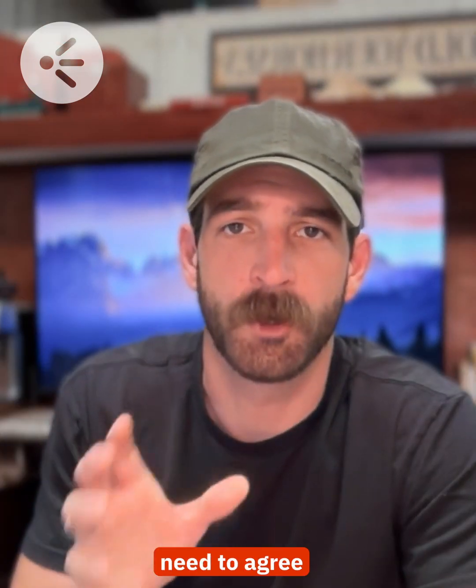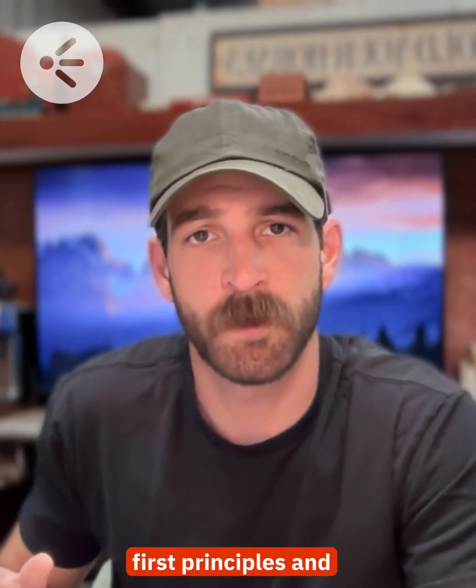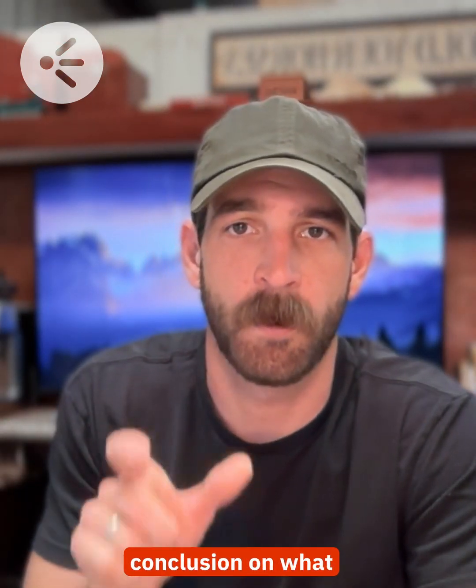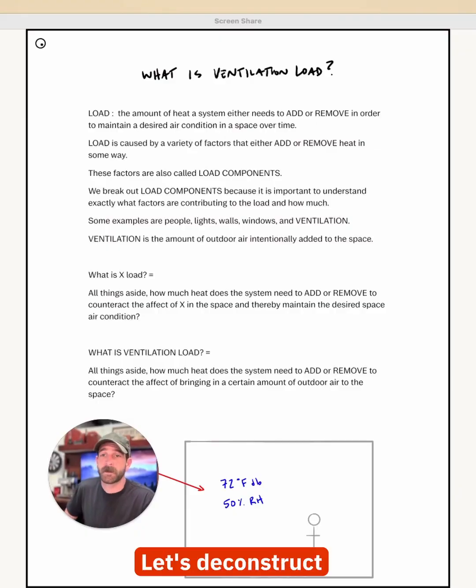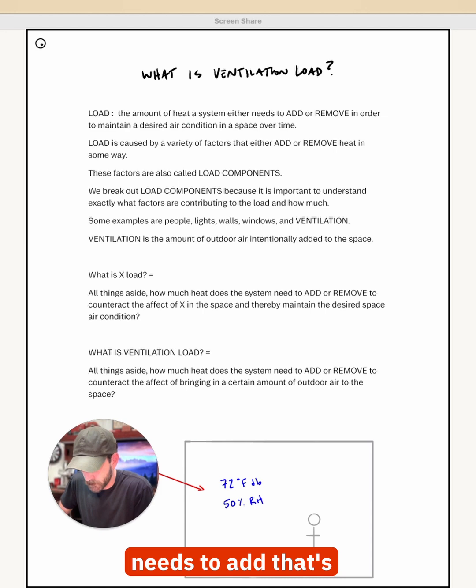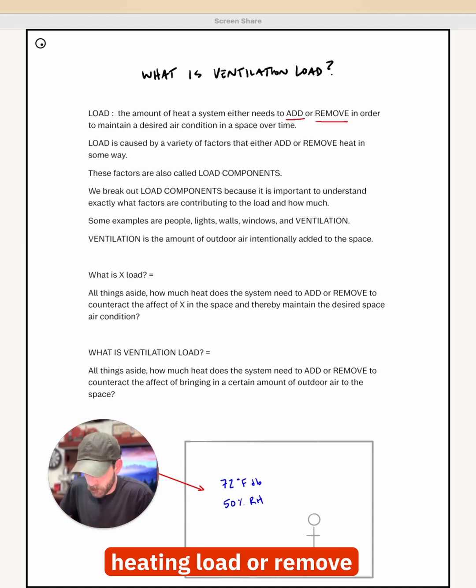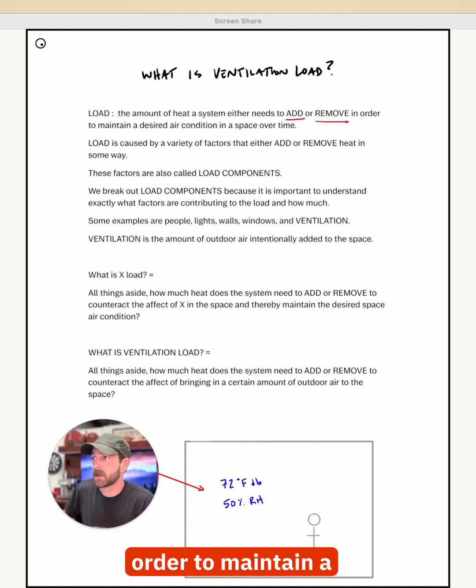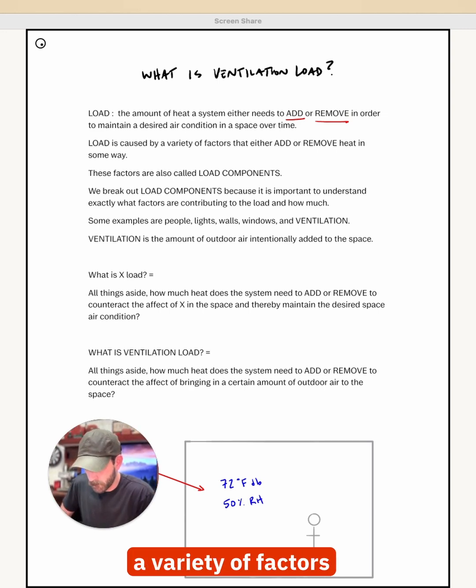But first, we need to agree on some definitions, so let's take it back to first principles and come to a conclusion on what is ventilation load. Let's deconstruct these terms. So load is the amount of heat a system either needs to add, that's heating load, or remove, cooling load, in order to maintain a desired air condition in a space over time. Load is caused by a variety of factors that either add or remove heat in some way. These factors are also called load components.